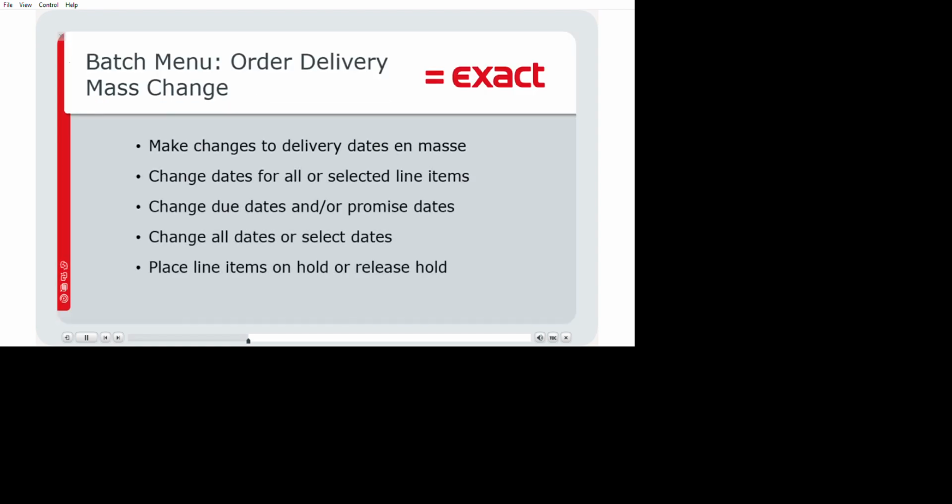You can change delivery dates for either all line items or selected line items on either a purchase order or a sales order without editing every line individually. To do so, you will select the Batch menu, then Order Delivery Mass Changes. In that screen, you can change due dates and promise dates for specific orders all at once, without the need to go into each line item in the order and make the changes manually. Additionally, line items may either be placed on hold or released from hold here.